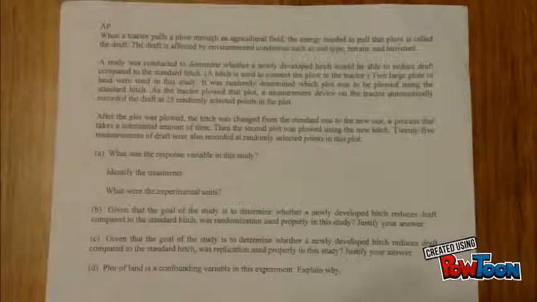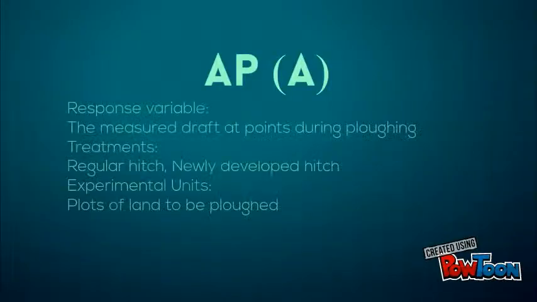For the AP question, a study was conducted to determine whether a new hitch would be able to reduce draft compared to the standard hitch, and 2 large plots of land were used in the study, of which it was randomly determined which plot was to be plowed using whichever one, and there were 25 points randomly selected. Part A, you were to find the response variable, the treatments, and the experimental units.